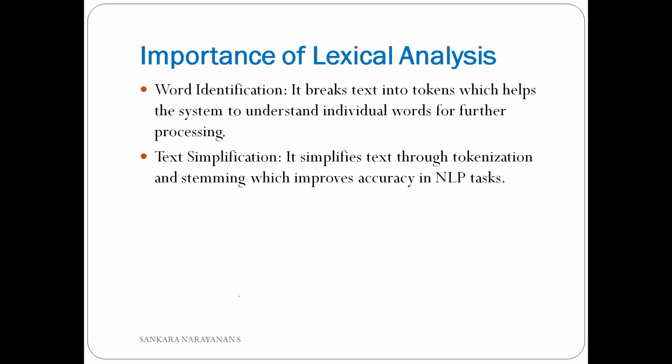And what is the importance of lexical analysis? First one is word identification. In tokenization, we break the entire sentence into tokens, which helps the system understand individual words for further processing. The second is text simplification. It simplifies the text through tokenization and stemming, which improves the accuracy in NLP tasks. This is the first phase, the lexical analysis.